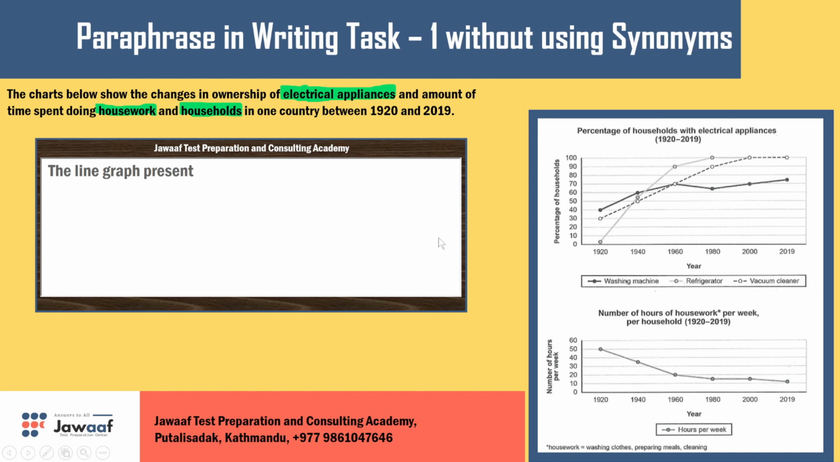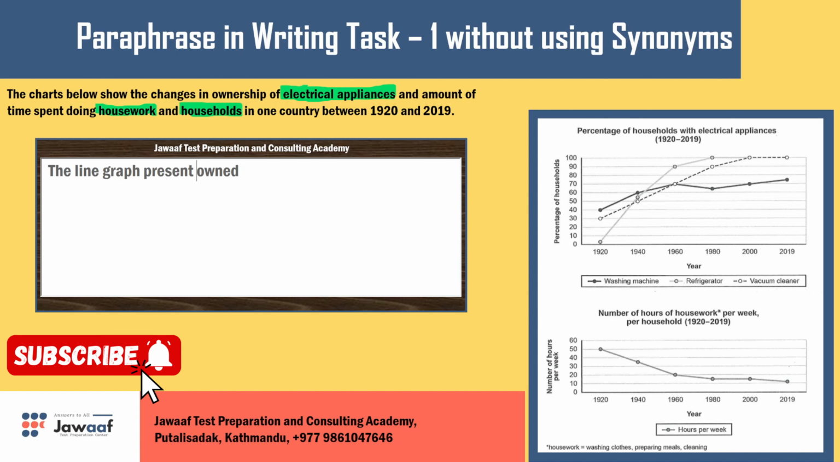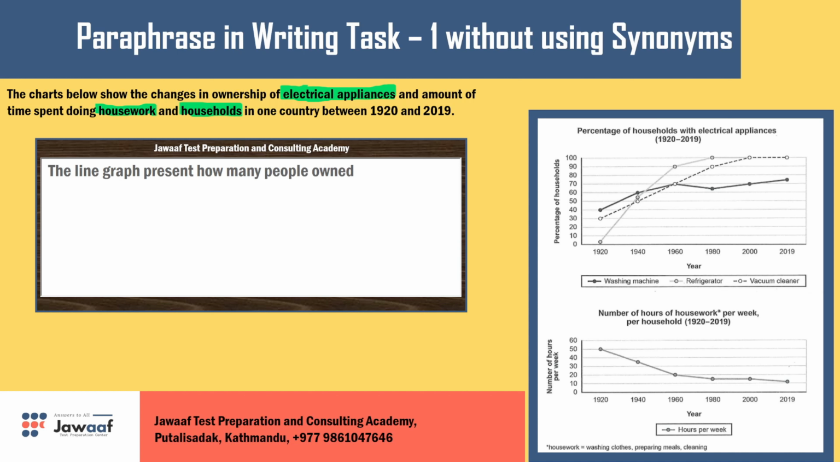Okay, now there are two line graphs, that's why we wrote present. Okay, subject verb agreement. The line graph present. Now we want this word ownership to be owned because this is the verb. Now if we write the line graph present owned, then it will be incorrect. So what we are going to do is we are going to add something from our own side. How many people owned, right? Now this is bingo. We can do this.